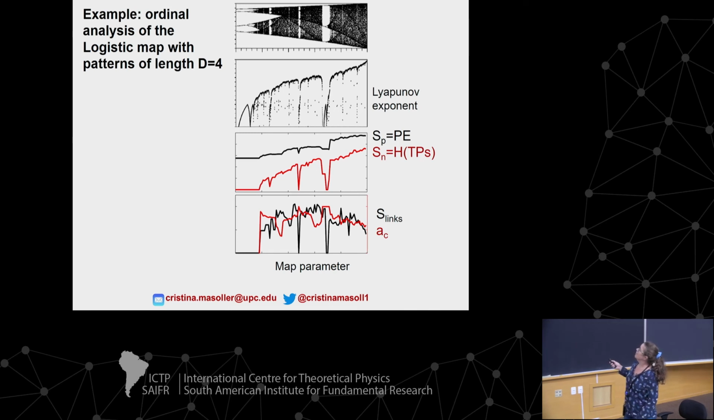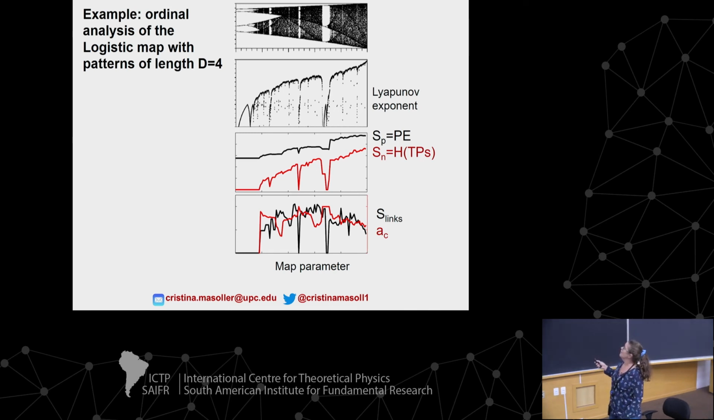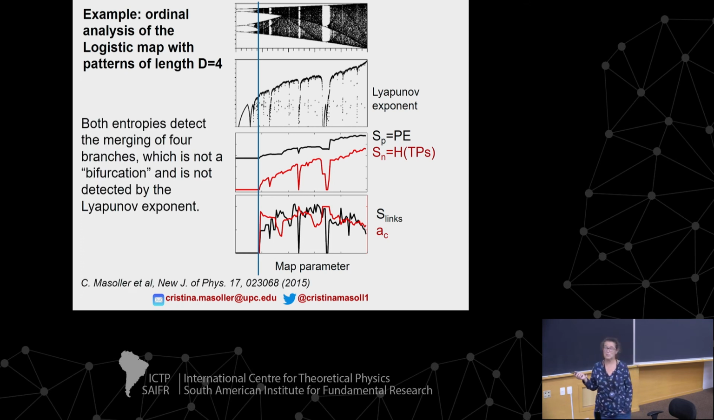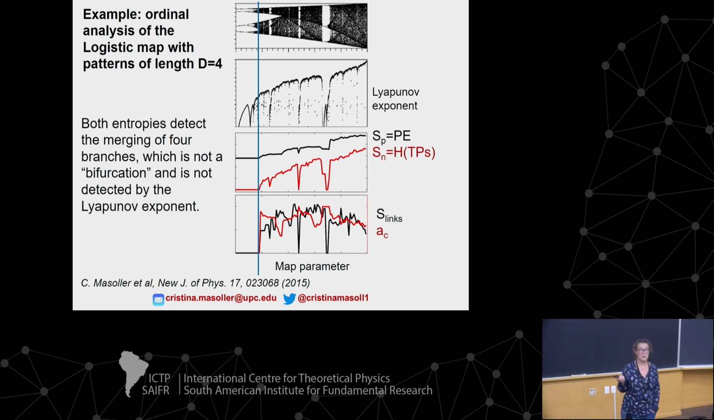So this is the permutation entropy, and this is the entropy computed from the transition probabilities, from the links, okay? And you see something happening here. But nothing happens in the Lyapunov exponent because there is no bifurcation then. This doesn't detect a bifurcation. What does it detect? It detects the merging of 4 branches. See, you have 4 branches, and at a certain point, they merge. The merging of these 4 branches is not something you can detect with the Lyapunov exponent, okay?